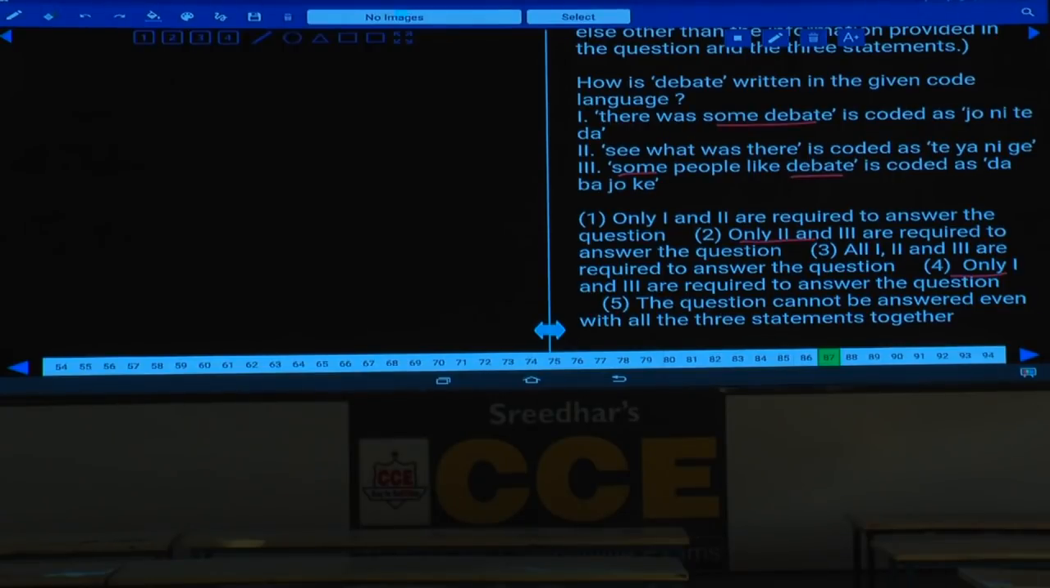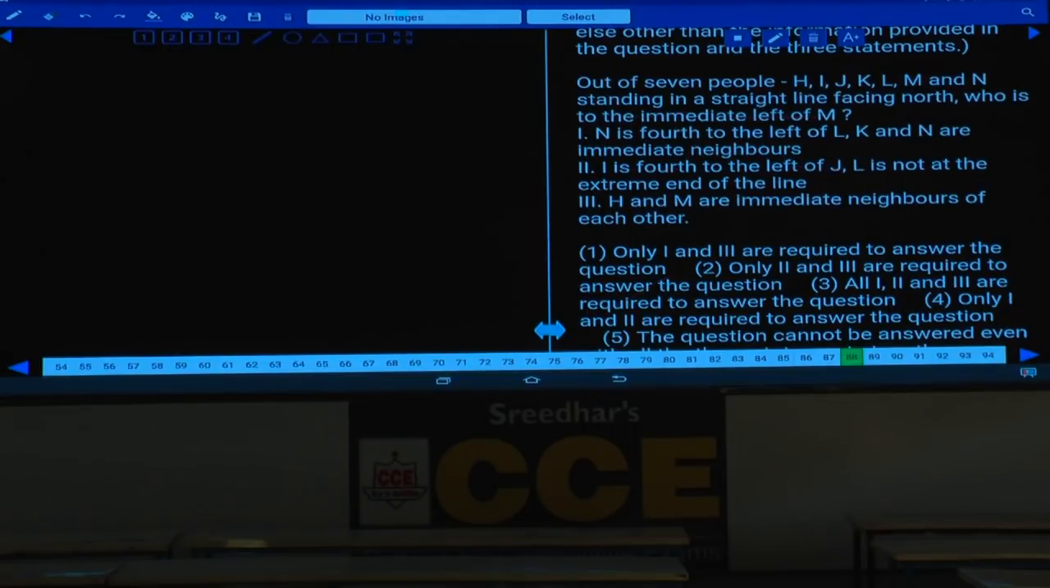Then by combining all these 3, what are the words that can be identified here? There and was, here also there and was, and sum and debate, sum and debate. Hence, we cannot identify the code. Hence, what is your answer here? By combining all the statements also, we cannot determine the code for the word debate. Hence, choice 5 is the answer. The question cannot be answered even by combining all the 3 statements together.